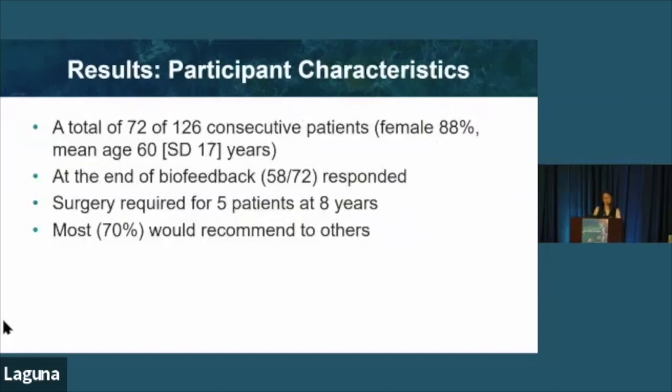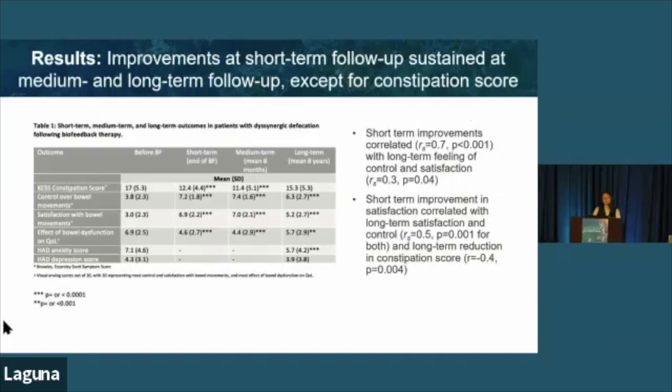So a total of 72 of 126 patients were recruited. And by the end of this follow-up period, 58 responded. Ultimately, 5 did require surgery, and most did say that they would recommend biofeedback for others. They did show, based on their data, that short-term follow-up revealed significant improvements in constipation score, satisfaction, control over bowel movements, and quality of life. At medium and long-term follow-up, the overall cohort had sustained improvements in satisfaction, control, and quality of life, and anxiety scores were also improved in the long term.